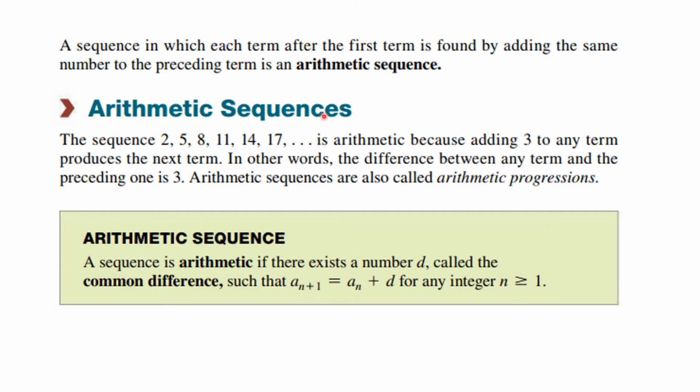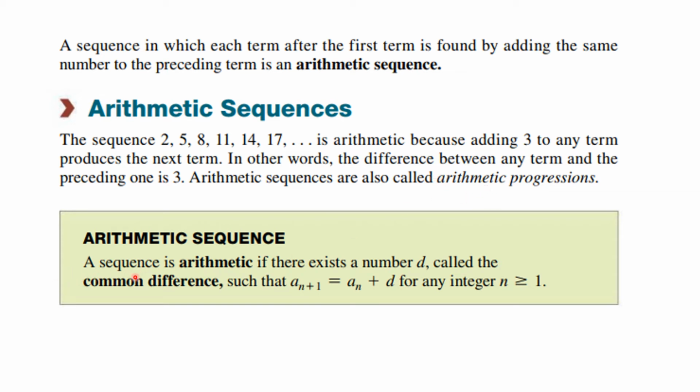So what is an arithmetic sequence? A sequence in which each term, after the first term, is found by adding the same number to the preceding term. So this is an example of an arithmetic sequence: 2, 5, 8, 11, 14, and 17, because each time you're adding 3. These sequences are also called arithmetic progressions.